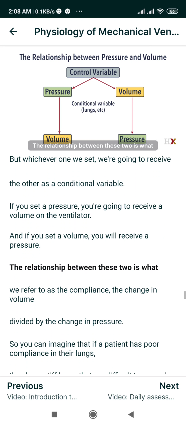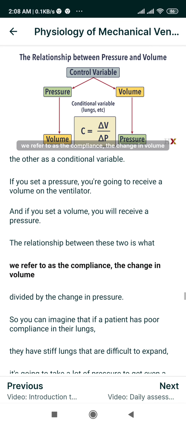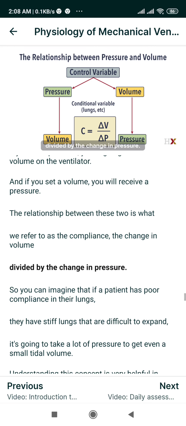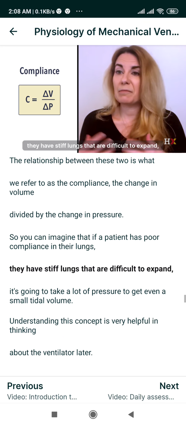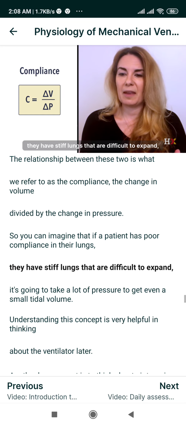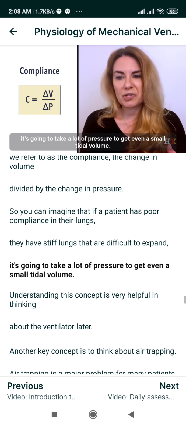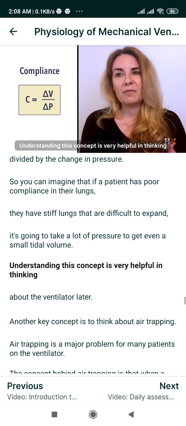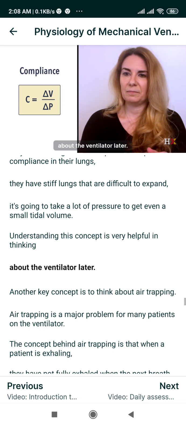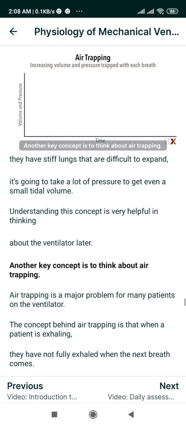The relationship between these two is what we're referring to as the compliance. The change in volume divided by the change in pressure. So you can imagine that if a patient has poor compliance in their lungs, they have stiff lungs that are difficult to expand, it's going to take a lot of pressure to get even a small tidal volume. Understanding this concept is very helpful in thinking about the ventilator later. Another key concept is to think about air trapping.